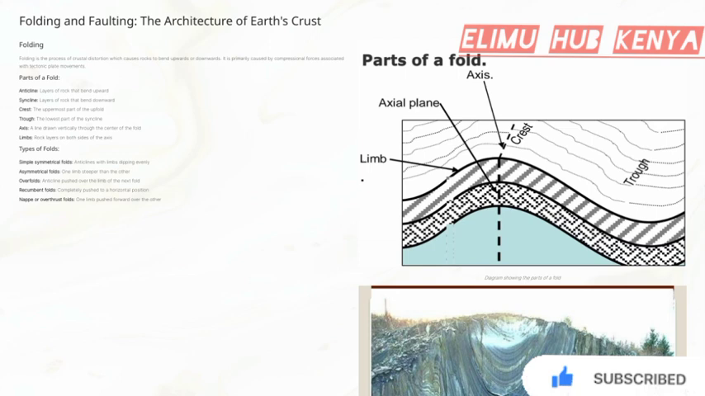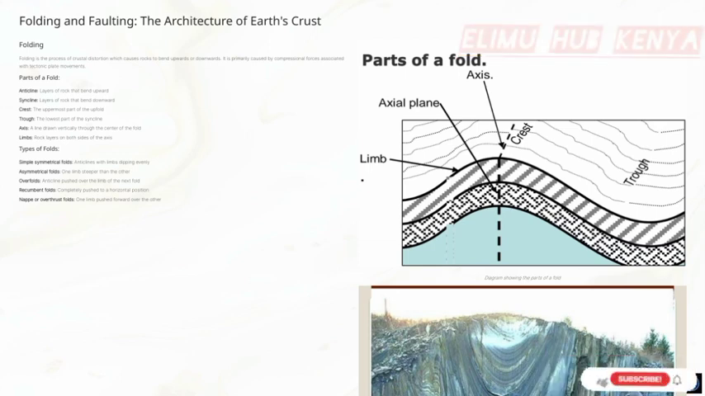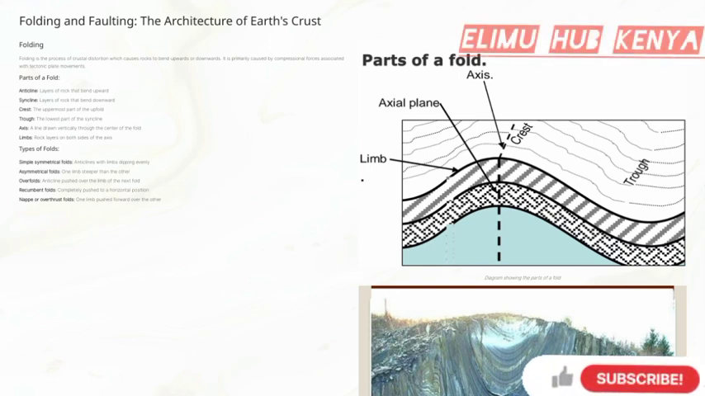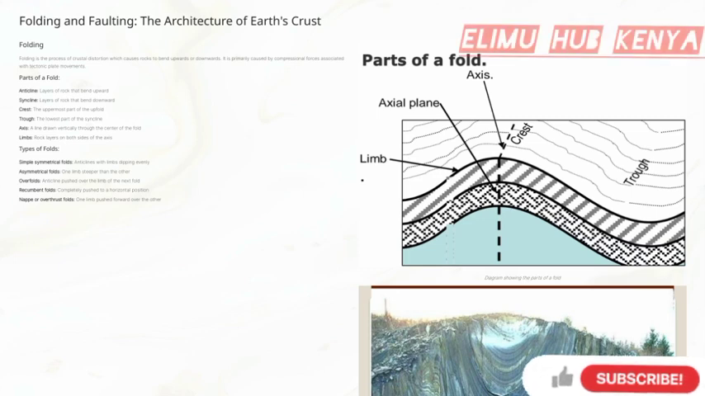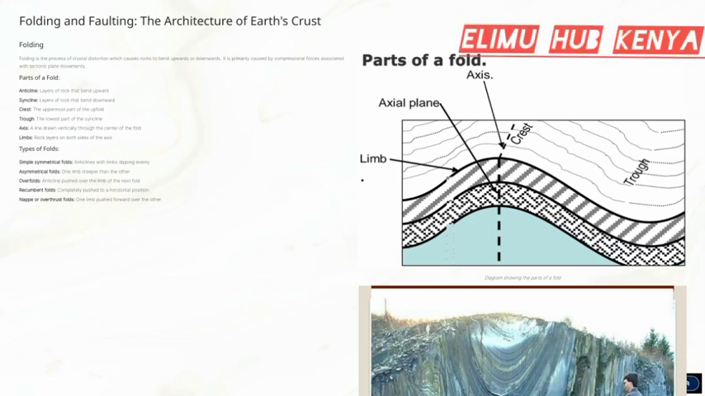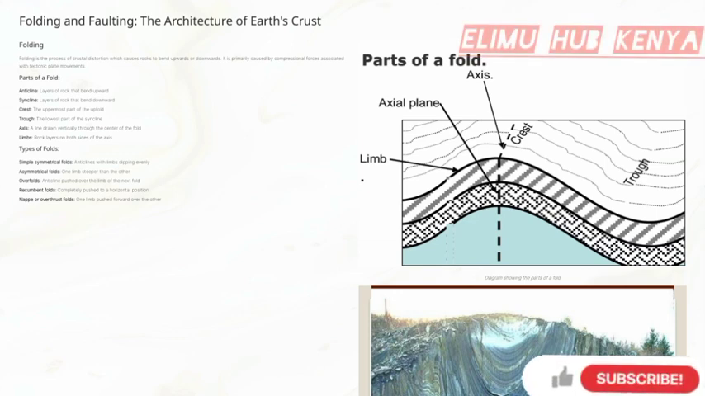Now, folds come in different types. Simple symmetrical folds have limbs dipping evenly away from the crest, creating balanced structures. Asymmetrical folds, on the other hand, have one limb steeper than the other, indicating uneven forces. Overfolds occur when an anticline is pushed over the limb of the next fold, creating a more complex structure. For recumbent folds, the entire fold is pushed to a horizontal position, almost flattened out. Nap or overthrust folds involve one limb being pushed forward over another, often producing dramatic geological features.